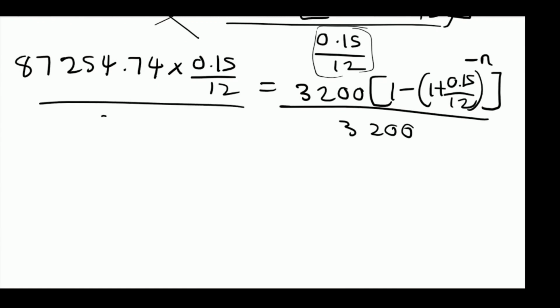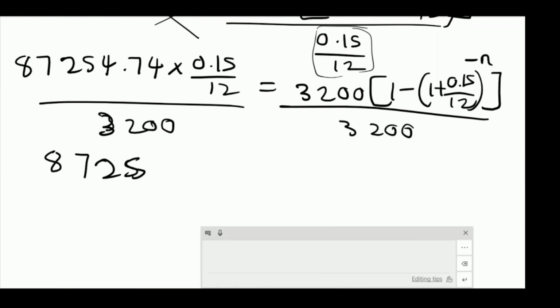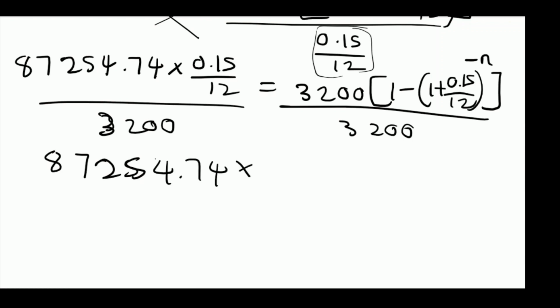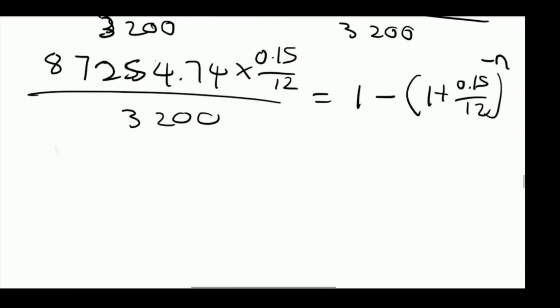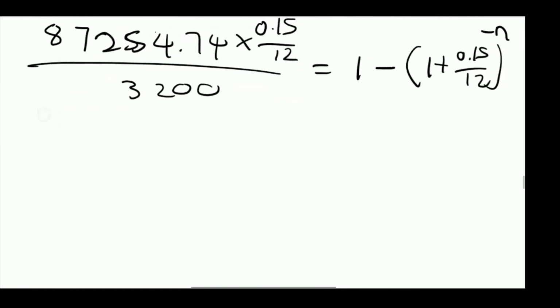3200 divided by 3200, then you're going to have 87,254.74 multiplied by 0.15 over 12 divided by 3200 equals 1 minus (1 plus 0.15 over 12) to the power of minus n, right? So what we'll do from here is, this is 1, just so you know, and we're going to transpose this one to the other side.